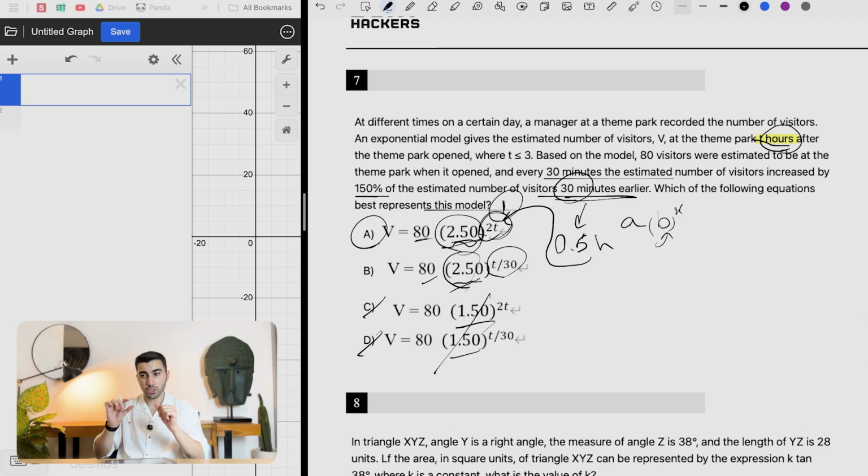It's a tricky one, so make sure you always read the question correctly. Read the question carefully and know the variables, the units of the variable that is given to you and that is being asked of you. This is how we do this question. And let's move on to question number 8.